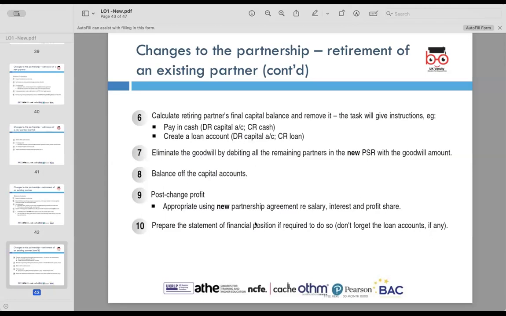Depending on the task instructions, settle the retiring partner's final balance by either paying in cash, debiting the capital account and crediting the cash account, or creating a loan account, debiting the capital account and crediting the loan account. So allocate the retirement profit using the new partnership agreement, adjusting for the changes in profit sharing ratios resulting from the retirement.